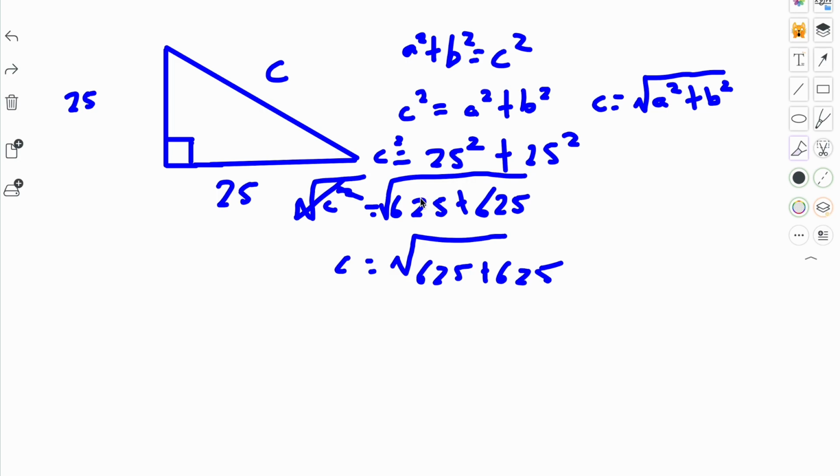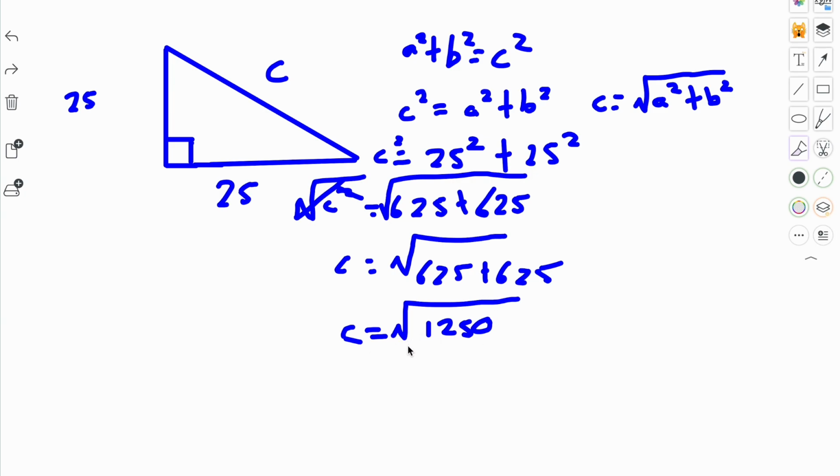The thing is, you have to add the insides first, because you can't do it separately. Just add it up first. So we're gonna add 625 with 625. So c equals the square root, and if you add them both, you should be getting 1,250, and then you're gonna square root this.